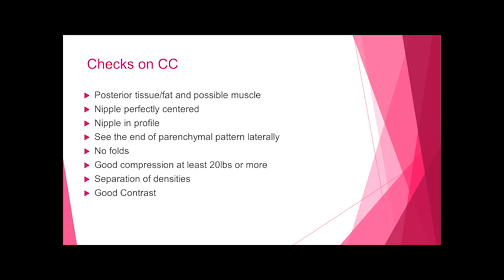So you're going to draw that imaginary horizontal line. You must have the nipple in profile on both views, CC and MLO. You want to see the end of the parenchymal pattern laterally. That way they know you have all the posterior tissue you need. No folds in the breast or the skin. Good compression, at least 20 pounds or more, and they're going to look at that, remember. You want to separate the parenchymal densities, and you want very good contrast, and that comes with good compression too.